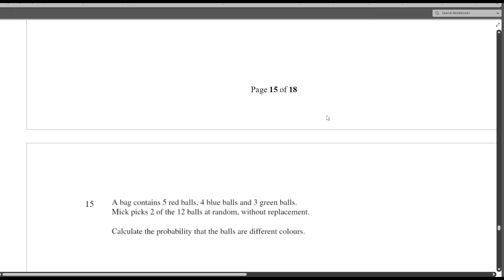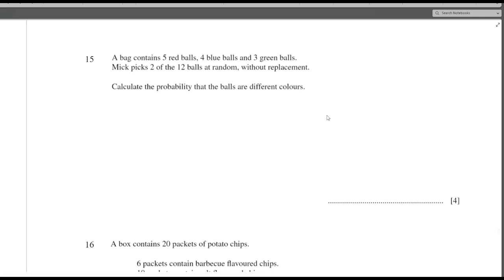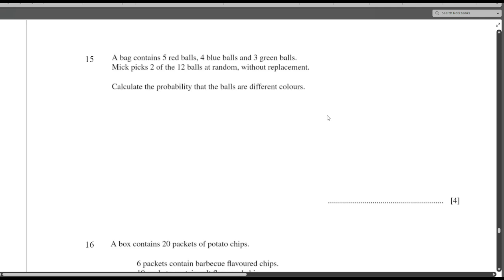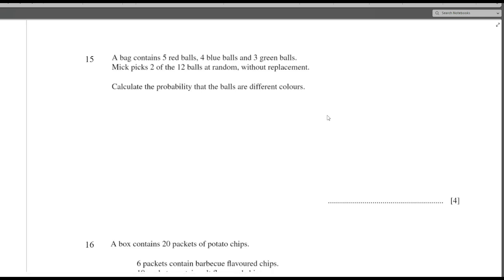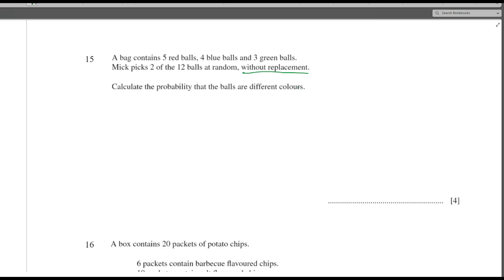Now question number 15. A bag contains 5 red balls, 4 blue balls and 3 green balls. Mike picks 2 of the 12 balls at random without replacement. Pay attention to this phrase. Calculate the probability that the balls are different colors.